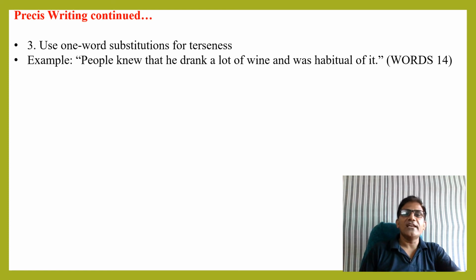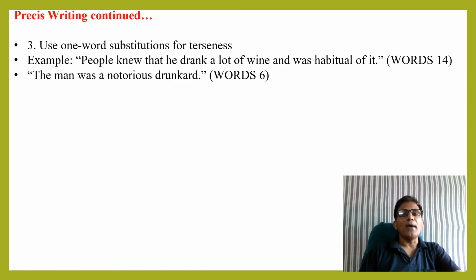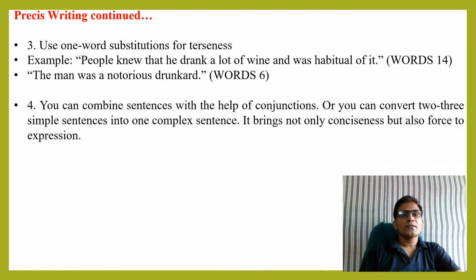People knew that he drank a lot of wine. What do we call one who drinks a lot of wine? Drunkard. People knew that, people knew means he was famous. If he is positively famous, in a positive sense, we call him famous. If it is negative, we call it notorious. People knew that he drank a lot of wine and was habitual of it. One who is habitual is called a drunkard. Here are 14 words. The man was a notorious drunkard. It has come to 6. The number of words decreased from 14 to 6. This is the magic of one word substitution.